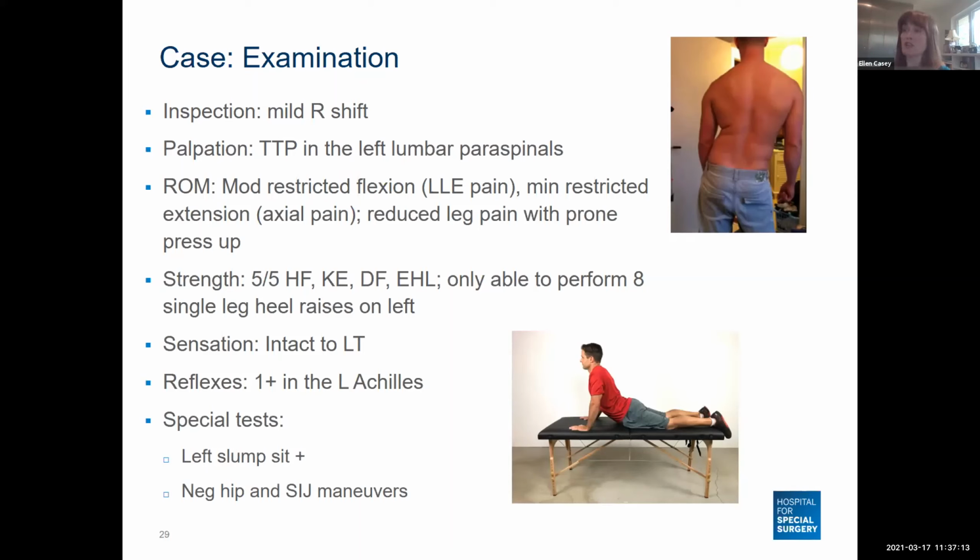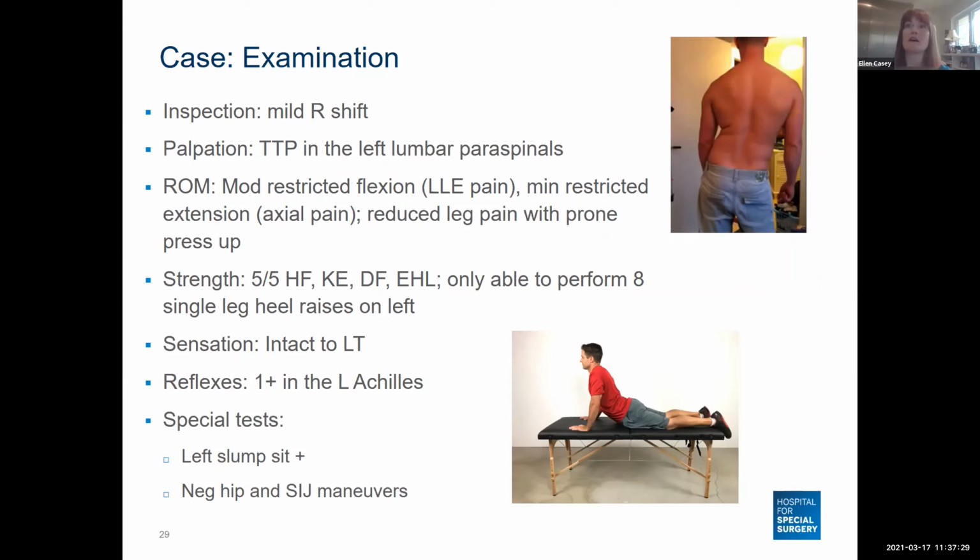In extension, he's slightly restricted, meaning he's got a little bit limited range of motion, but you want to clarify, does it hurt? And if so, where? So for him, extension caused back pain, but not leg pain, which will be important when we're deciding on therapy for him.